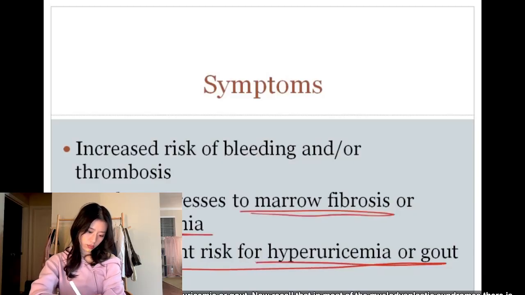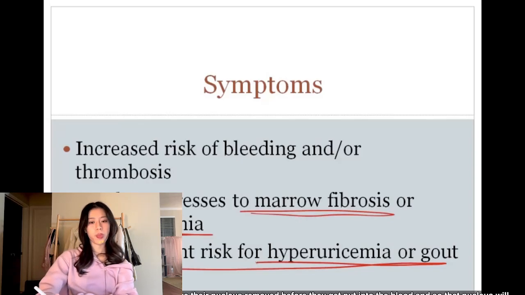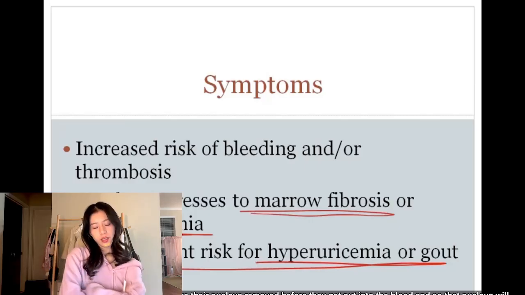Now recall that in most of the myeloproliferative disorders, there is an increased risk for hyperuricemia and gout because you're turning over a ton of cells. So again, in P. vera, you're making a ton of red blood cells. Those red blood cells will have their nucleus removed before they get put into the blood, and so that nucleus will have to be broken down, and if we're going to break down nucleus, we're going to go through the purine degradation pathway, and the end result of the purine degradation pathway would be uric acid, giving you hyperuricemia.